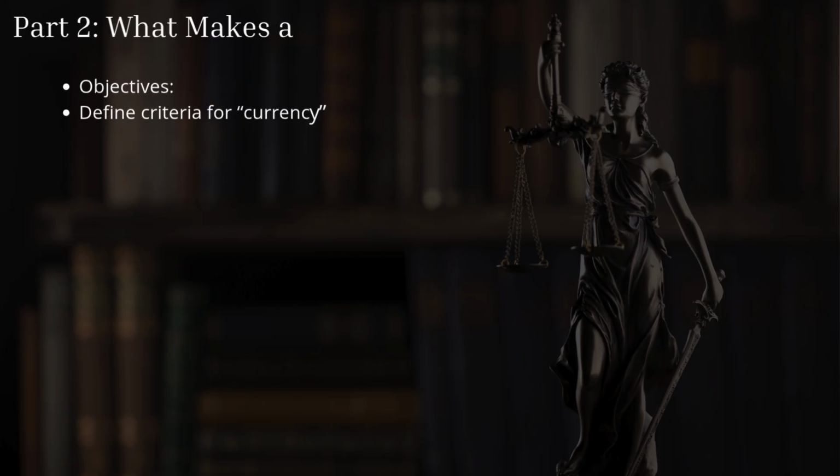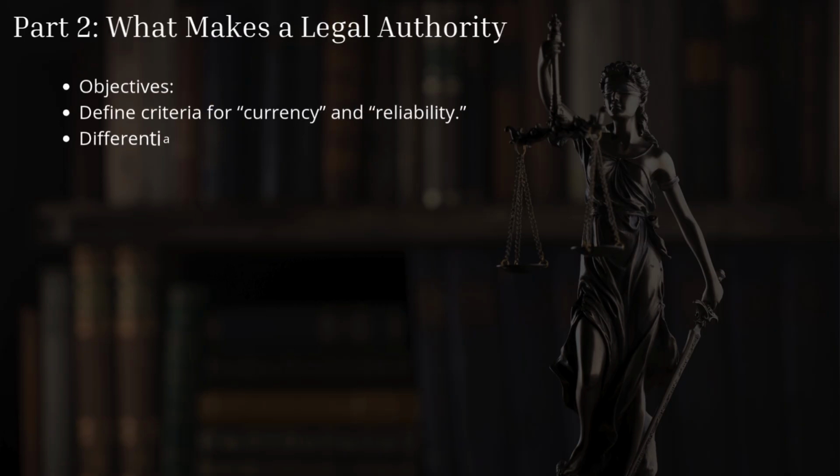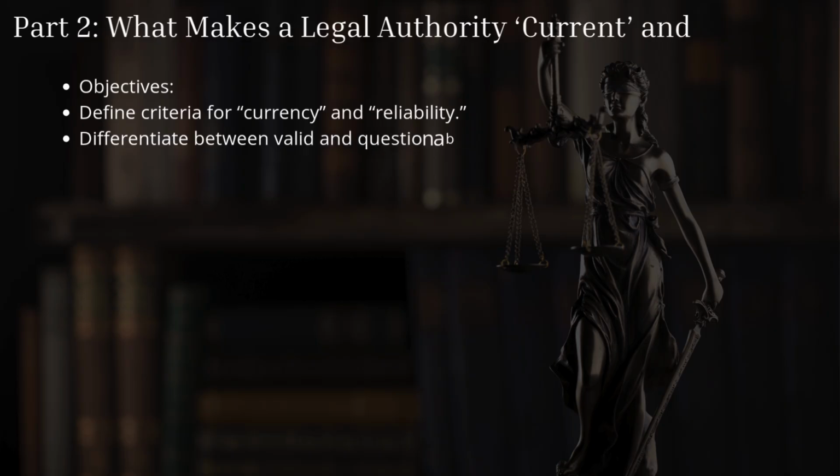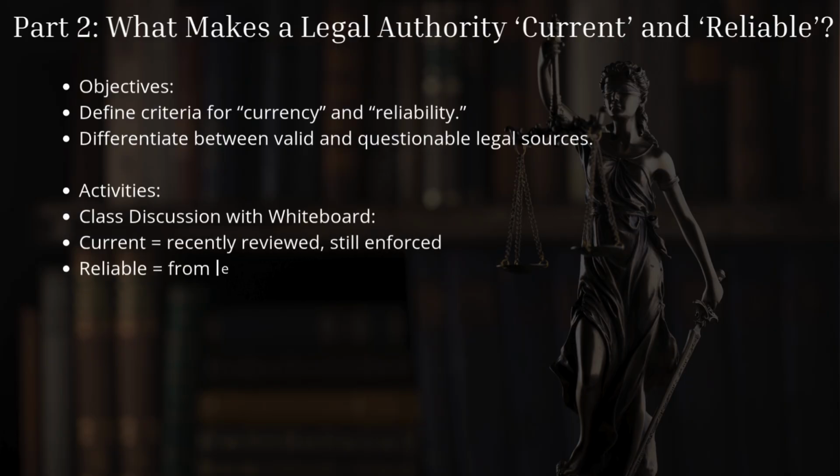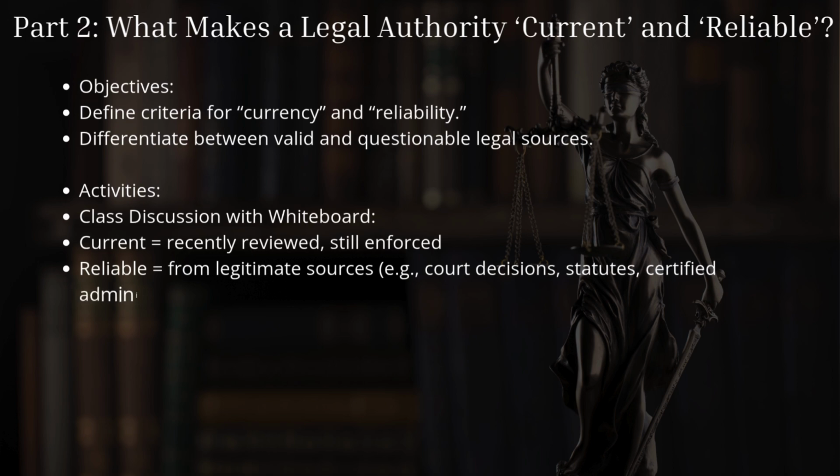Part 2. What makes a legal authority current and reliable? Objectives. Define criteria for currency and reliability. Differentiate between valid and questionable legal sources. Activities. Class discussion with whiteboard.